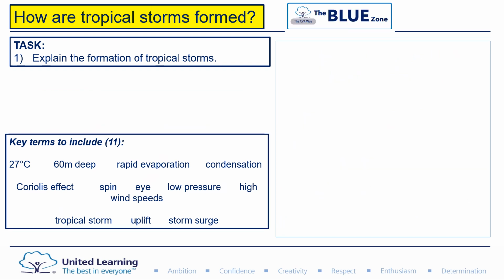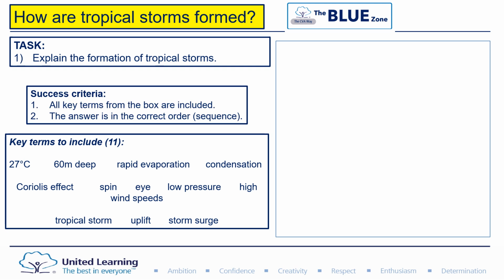So what we need to do is, using your diagram, I'd like you to pause the video here and have a go at trying to answer that question for me. Brilliant, really, really well done there, guys. You should have had along the lines of tropical storms form over water that's 27 degrees Celsius and 60 metres deep. This causes rapid evaporation of moisture, which is then condensed in the sky to form large clouds.